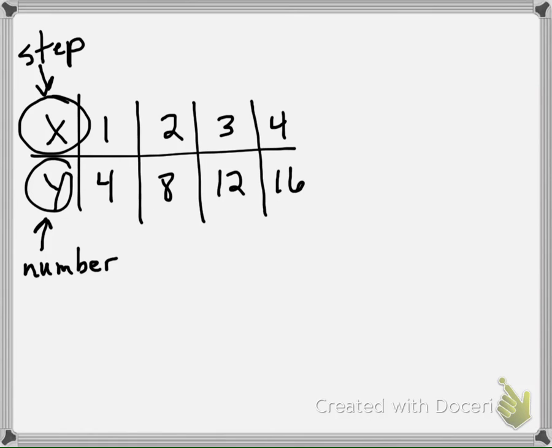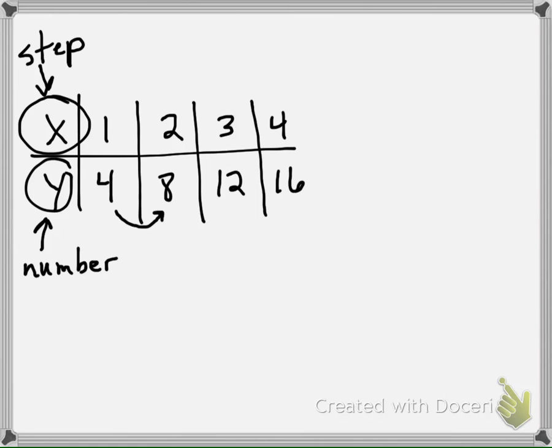Okay, so if I'm looking at, let's say, this 4 over here, that means at step 4 the number is 16. At step 3 the number is 12. At step 2 the number is 8. At step 1 the number is 4. So I can use any of these steps and any numbers that I want.